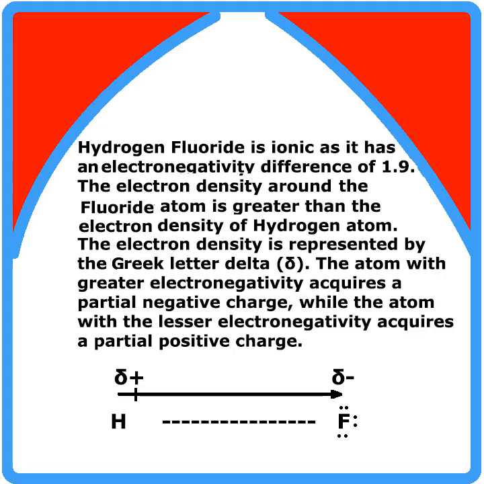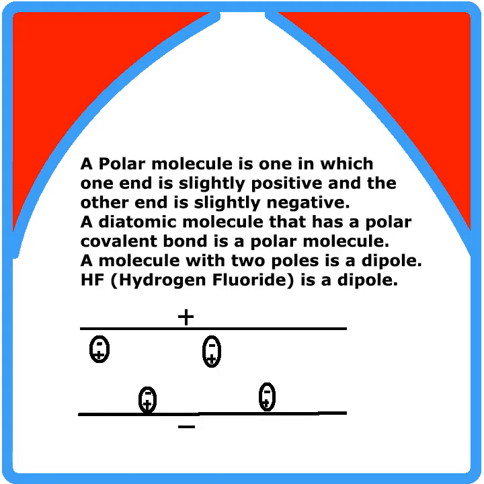The electron density around the fluorine atom is greater than the electron density of the hydrogen atom. The electron density is represented by the Greek letter delta. The atom with greater electronegativity acquires a partial negative charge, while the atom with lesser electronegativity acquires a partial positive charge. A polar molecule is one in which one end is slightly positive and the other end is slightly negative.